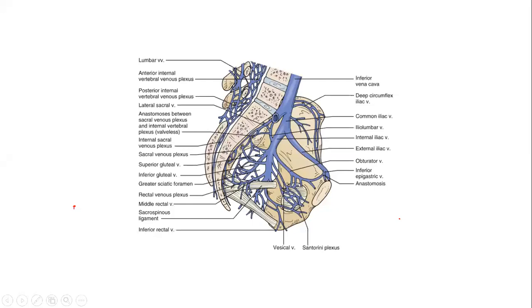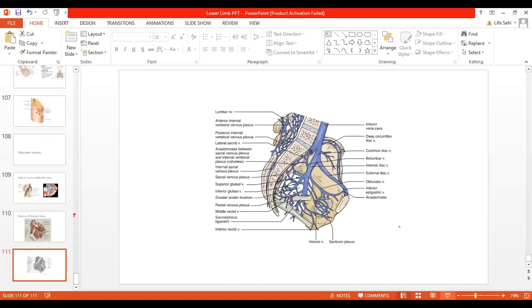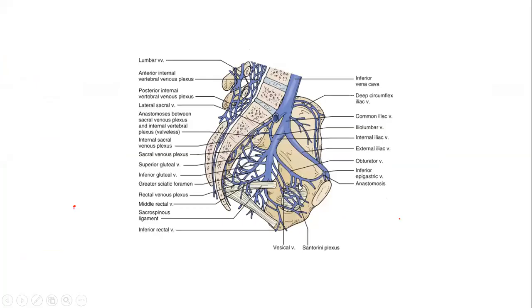Moving on to the obturator vein. Here you can see we have obturator vein. Obturator vein can be single or can be multiple in numbers, right? And it has tributaries corresponding to the branches of the obturator artery. After receiving tributaries corresponding to the branches of the obturator artery, it drains into the internal iliac vein and finally into the common iliac vein.